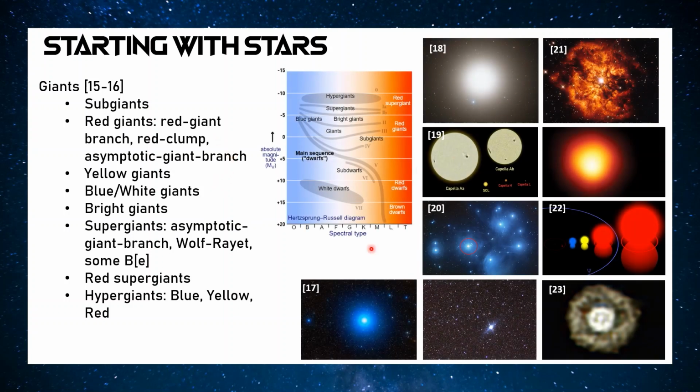There's a couple different classes. So there's subgiants that kind of fall below size and luminosity, nearest to the main sequence. An example of that would be 17 here, Gamma Geminorum. It's an A-type subgiant.